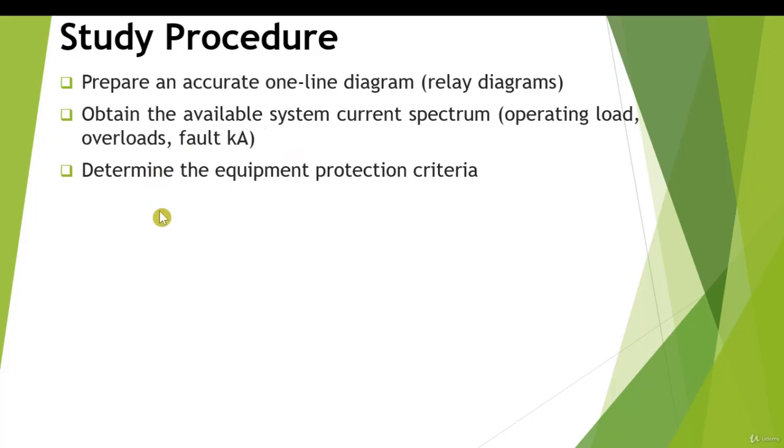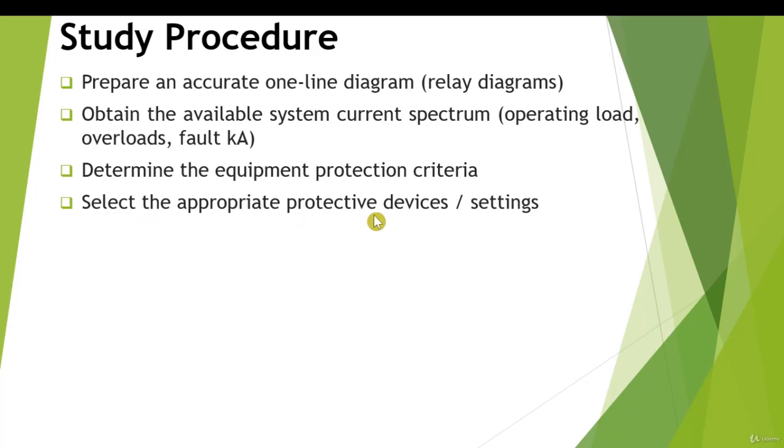Next is to determine the equipment protection criteria. Depending on the type of equipment to be protected, you need to decide the protection criteria for that equipment. Select the appropriate protective device and settings. So here you can select various make and model of the protection devices.